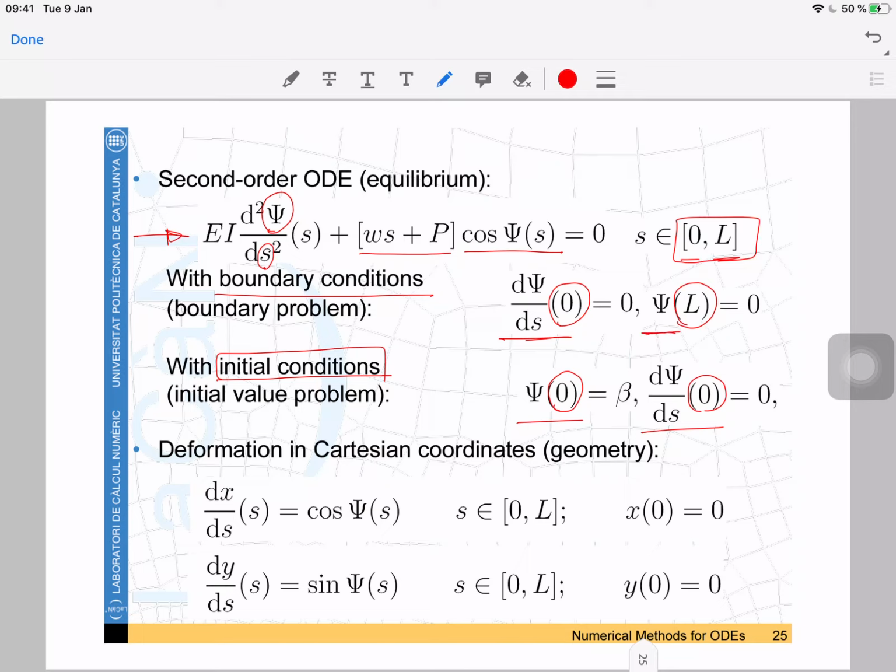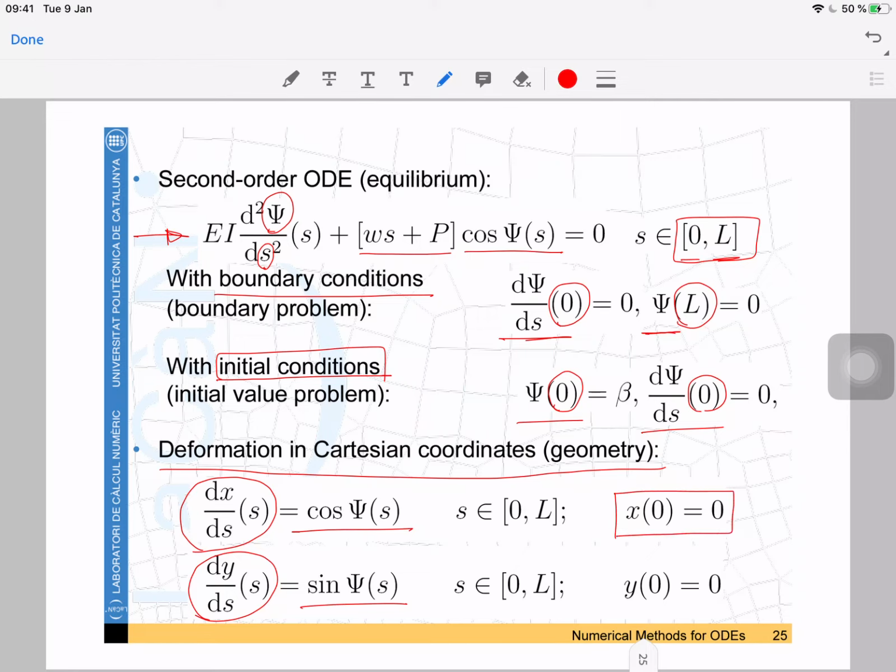If we also want to find the deformation of the beam, we can solve two additional first order ODEs. The first one is for x and the second one is for y. The definition of the first derivative of x with respect to s is based on cosine and sine. And of course, again, we have to impose some initial conditions for these two first order ODEs, as you can see here.